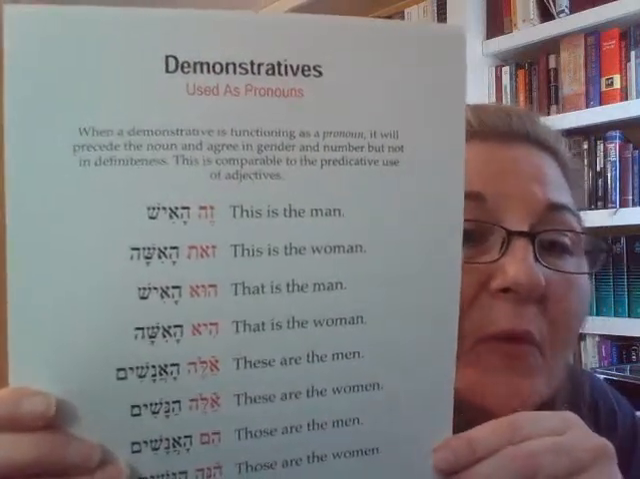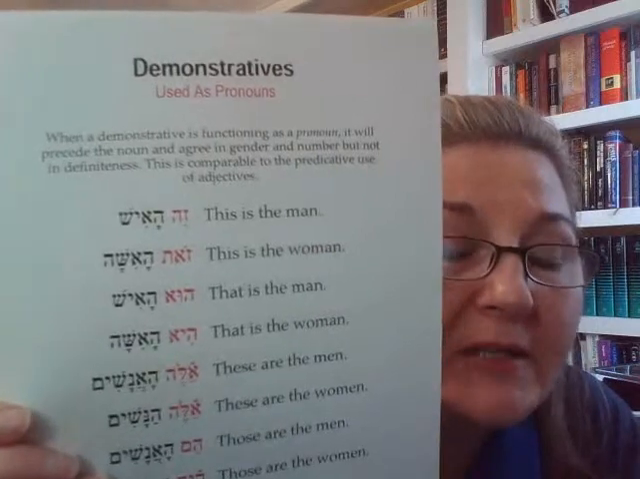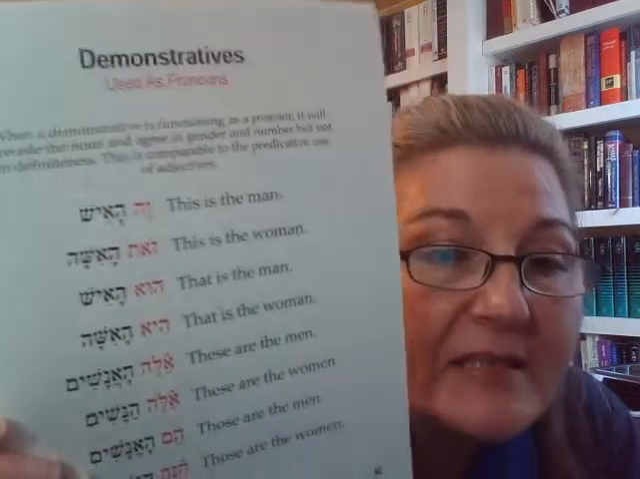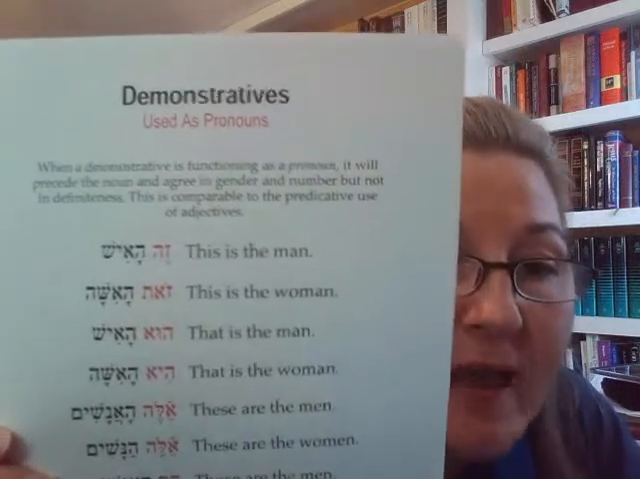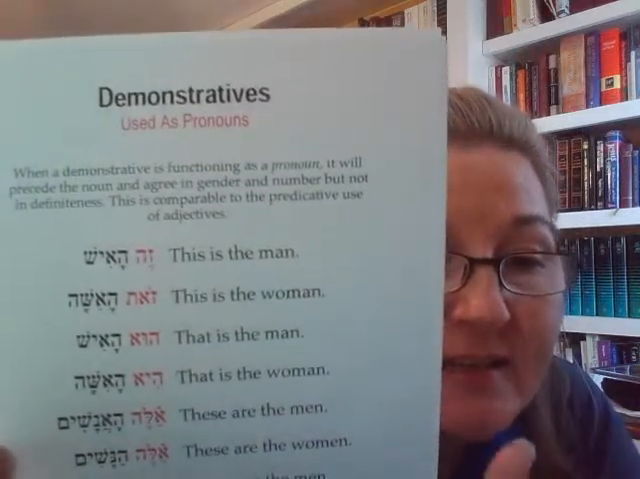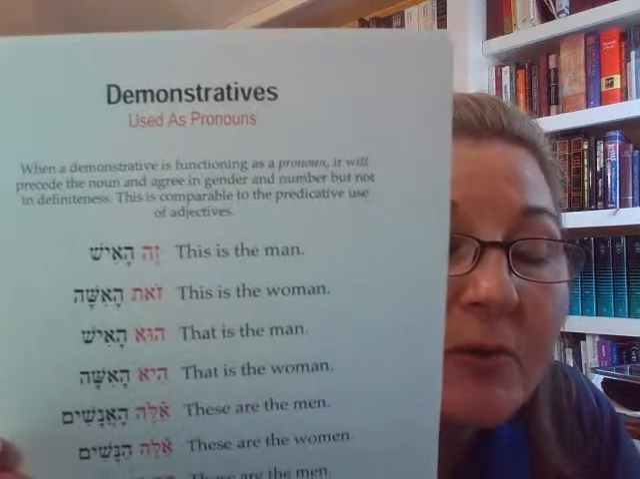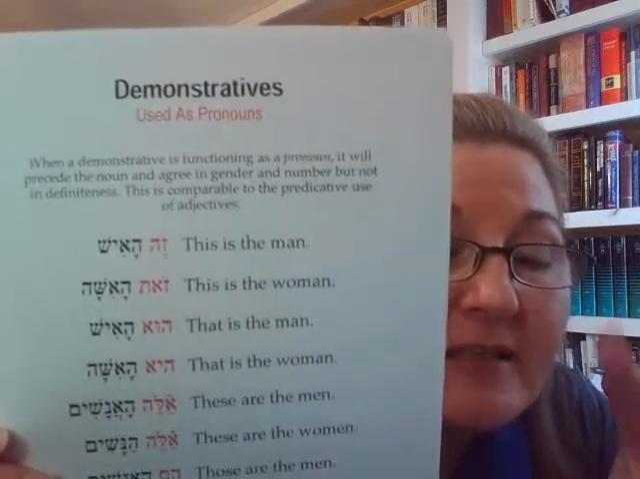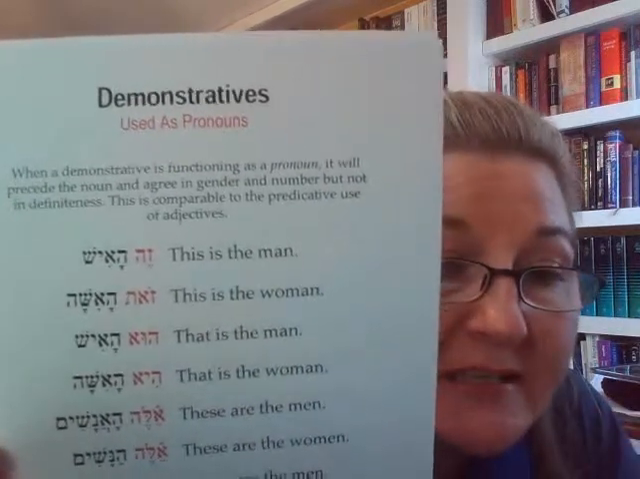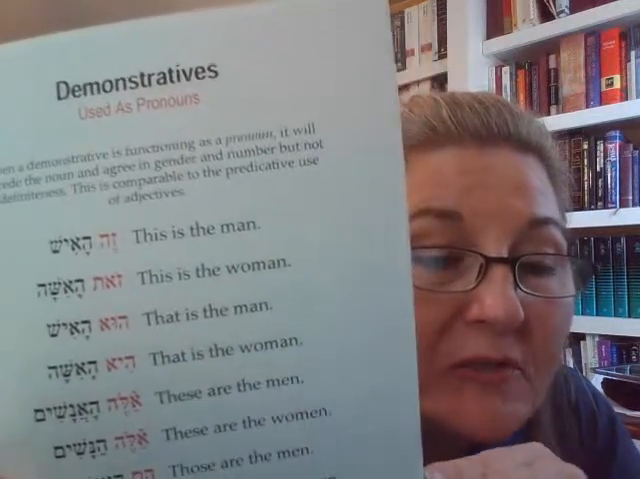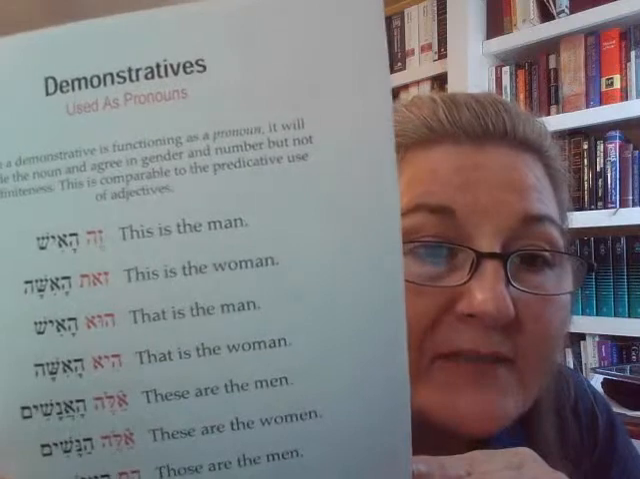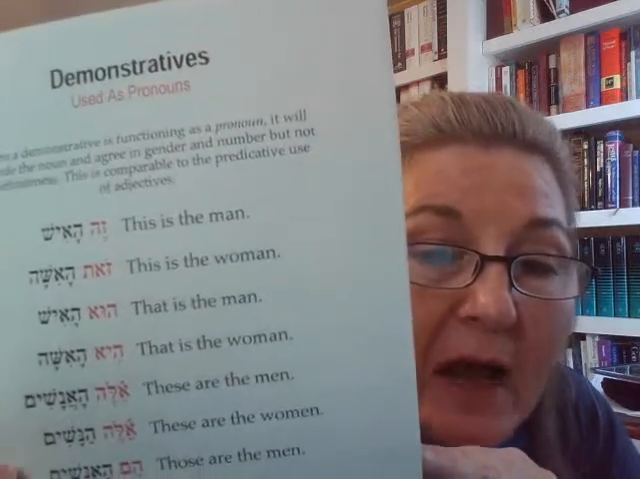Notice that. So when the demonstrative is going to be used as a pronoun, remember it's not going to follow the noun, it's going to precede the noun. And it's going to agree in gender and in number, but not in definiteness. And so those are the cues or clues that you need to look for as far as your demonstratives when they're used as pronouns.